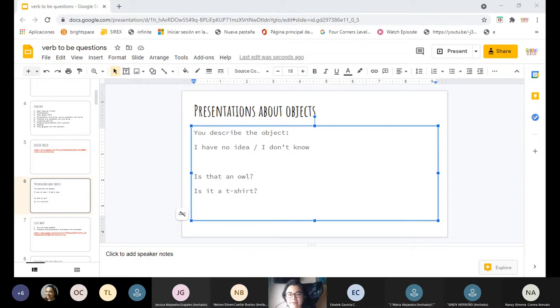So make your guesses. A ver, dos o tres personas que adivinen qué puede ser, according to that description. Go on, Caroline. What do you think it is, Caroline? Make your guess. Invéntate algo a ver si le pegamos o no. No, teacher, yo también iba a decir cell phone. Okay, so it's not a cell phone. What do you think, Edwin? What could that be?